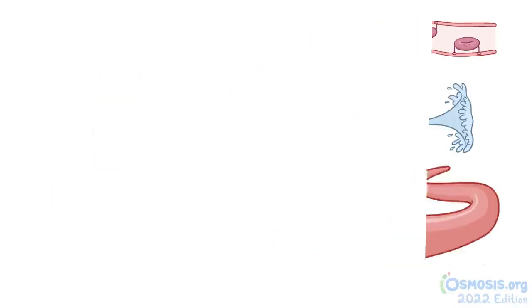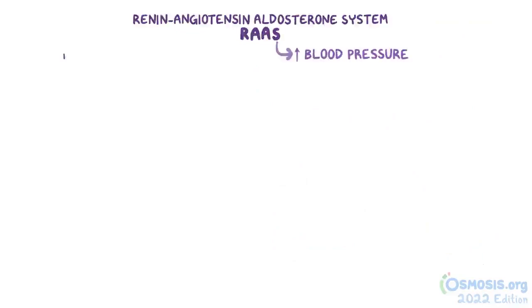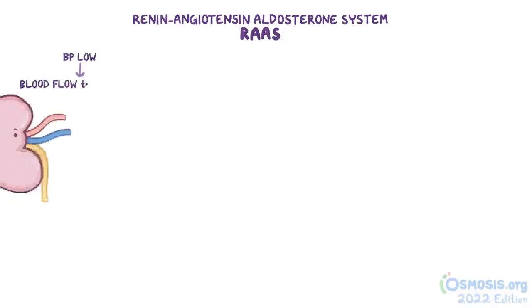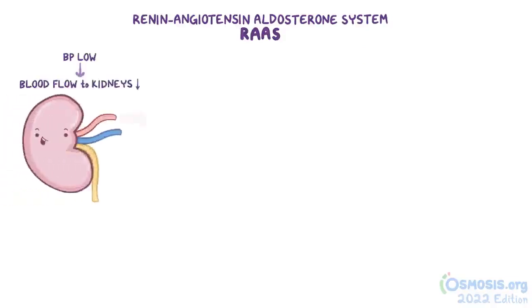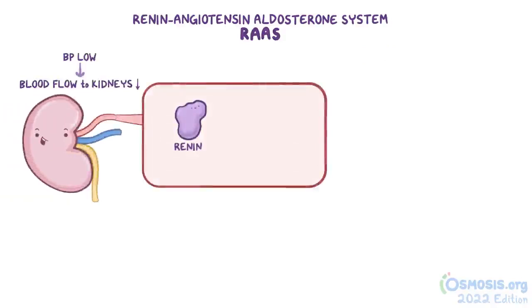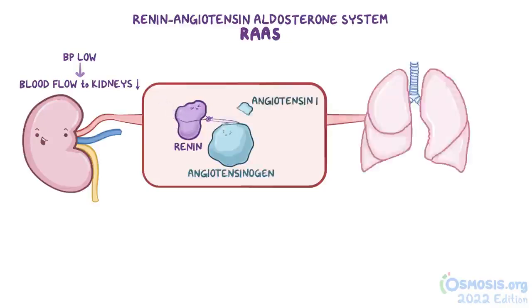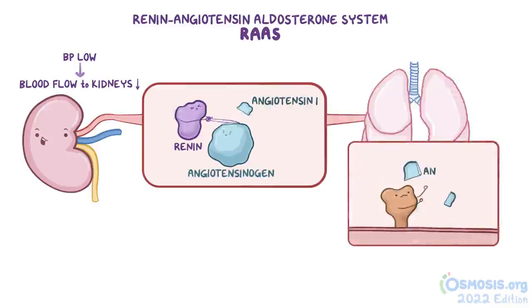One important mechanism that regulates blood pressure is the renin-angiotensin-aldosterone system, or RAS for short, which is a cascade of events that ends up increasing blood pressure. When blood pressure is low, blood flow to the kidneys decreases. The kidneys respond by secreting renin into the bloodstream. Renin is a proteolytic enzyme that breaks down a protein made in the liver called angiotensinogen, and this gives rise to angiotensin 1. When it reaches the lungs, angiotensin 1 is converted into angiotensin 2 by an enzyme called angiotensin converting enzyme, or ACE for short.